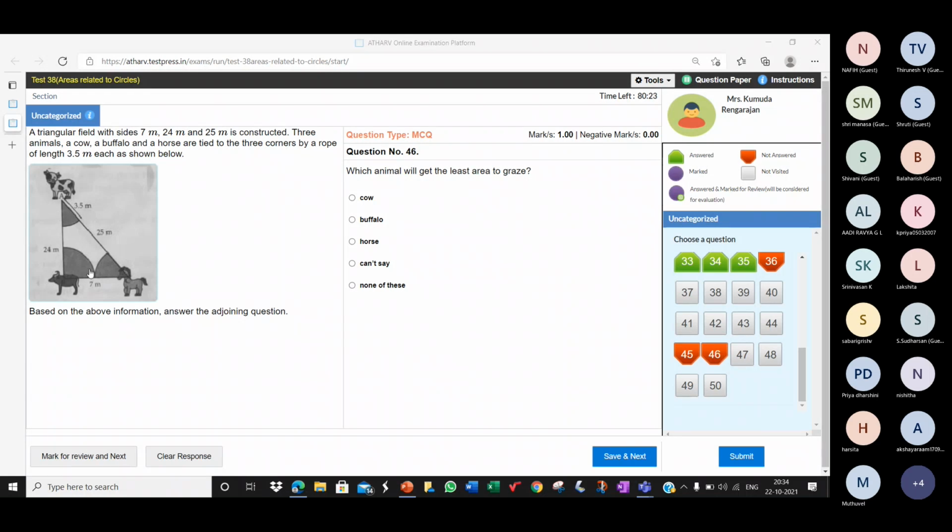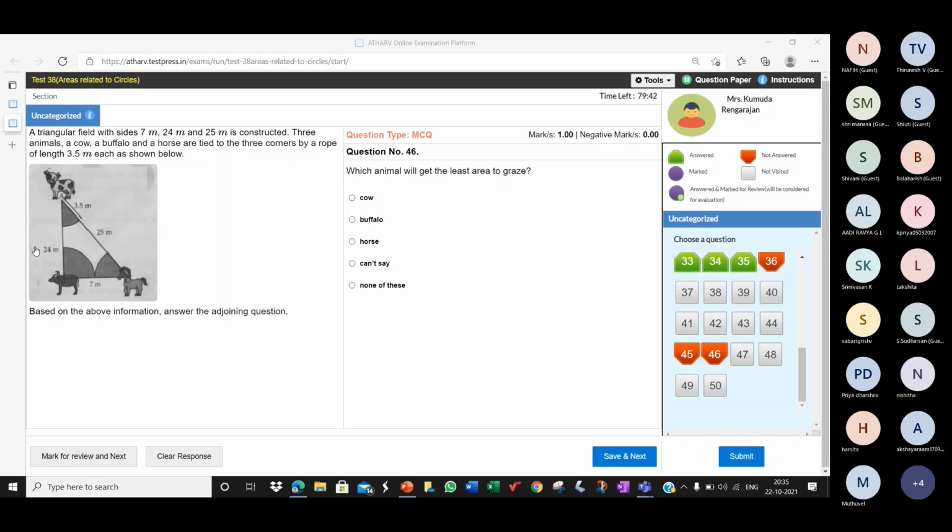Angle A, 7 meters is the smallest side. Opposite to the shortest side, sorry, 7 meters is the shortest side. Opposite to that is angle A. Angle A will be the smallest angle of the triangle. Is that understood, children? The angle opposite to the shortest side is the smallest. The angle opposite to the longest side is the greatest.